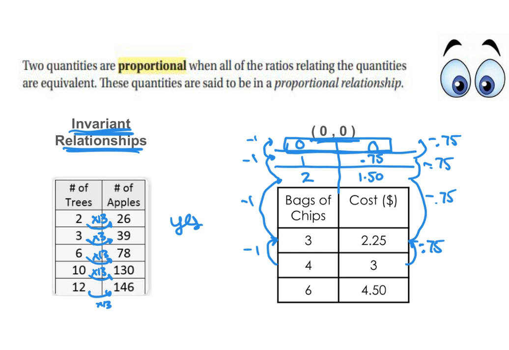So please note, when looking at tables, you can find an invariant relationship, which is the relationship inside the table between the two numbers, and you can identify a proportional relationship if the table has the 0, 0 inside of it.